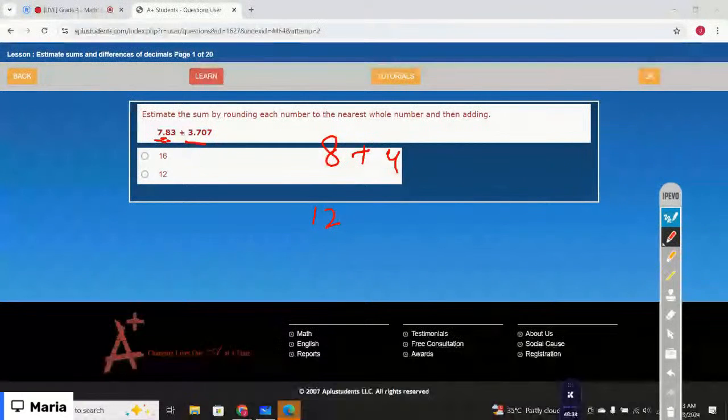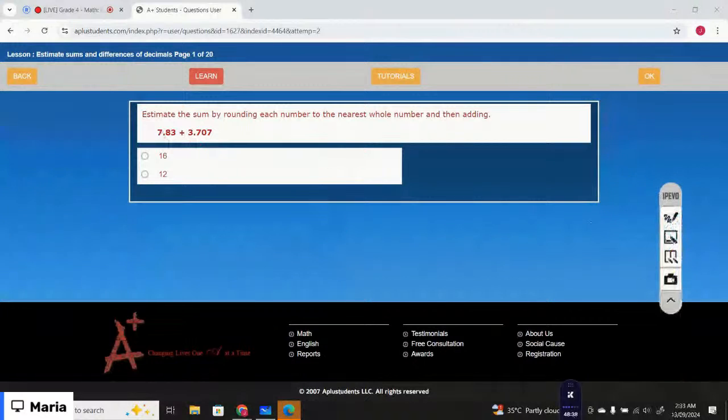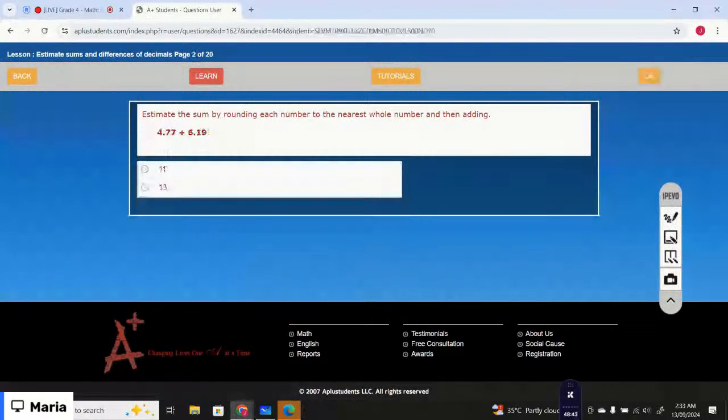The correct option is 12. Option number 2 is the correct option. Okay, estimate the sum by rounding each number to the nearest whole number and then adding. That is 4.77 plus 6.19. So which is the correct option?